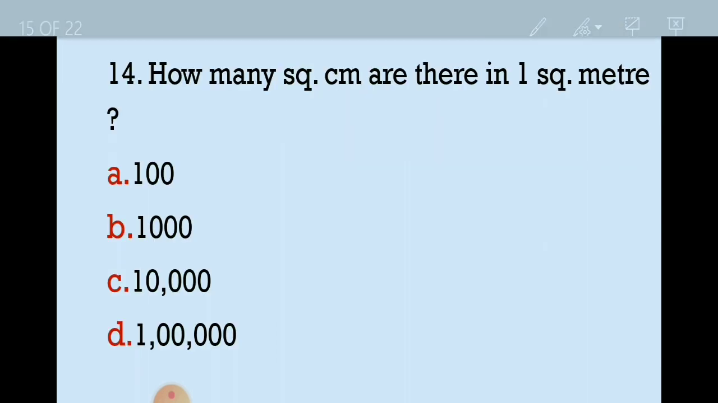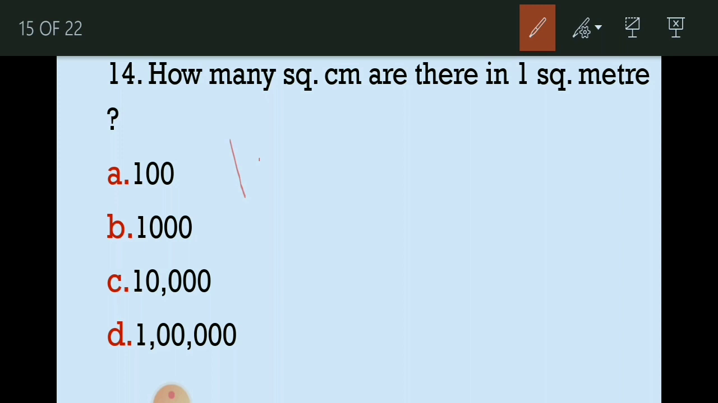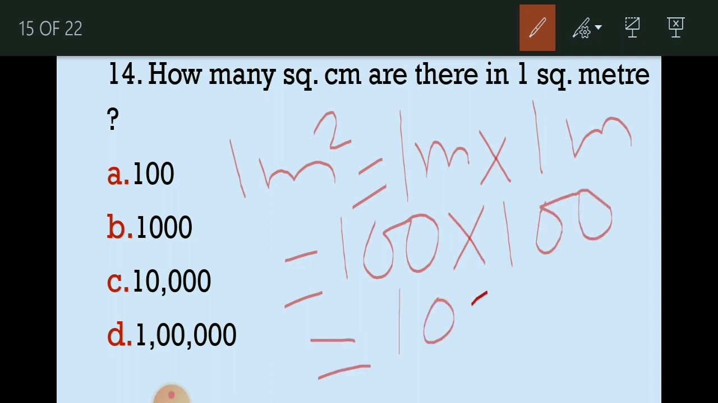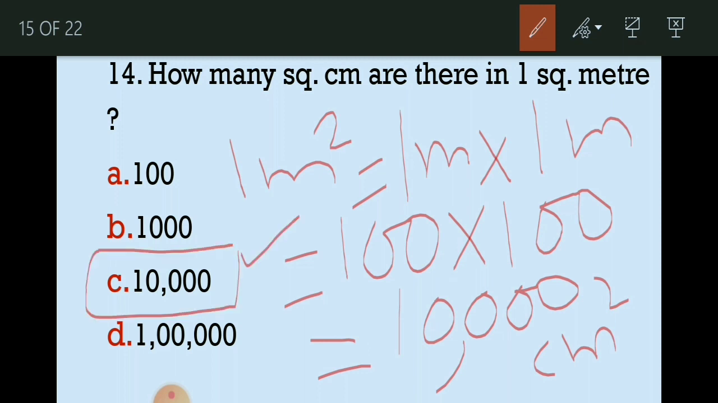So let us come to this slide. Here we have been given 1 meter square is equal to how much? 1 meter square means 1 meter into 1 meter. 1 meter means 100 centimeters, so 100 into 100. After 1, how many 0s do we have to put? 4 zeros. Then centimeter square. So we are getting 10,000 centimeter square. The answer will be option C.